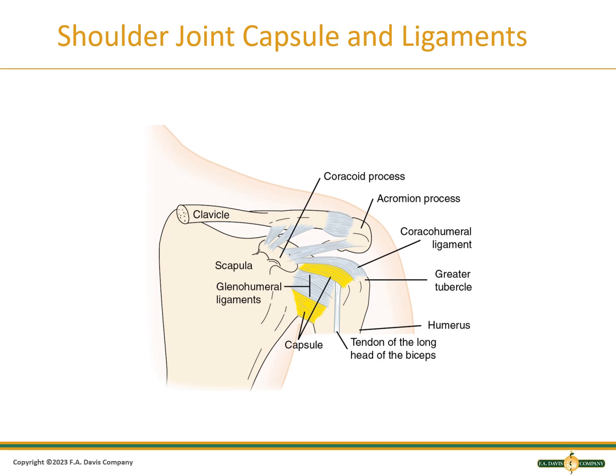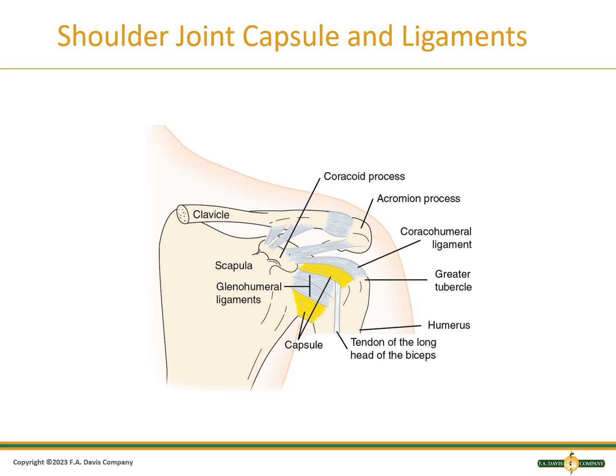So our glenohumeral ligaments we can see in the anterior aspect of the shoulder joint, and we see our capsule above and below it. Our glenohumeral ligaments run with our joint capsule, so it's not like there's a gap in there, but our glenohumeral ligaments are just over top of it to help reinforce the joint capsule.